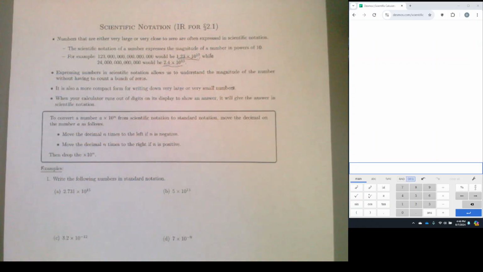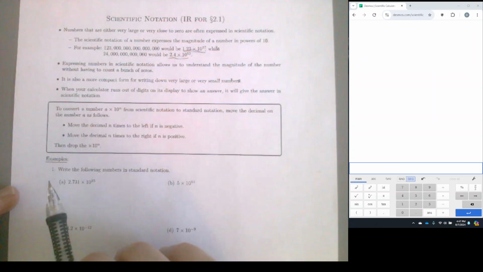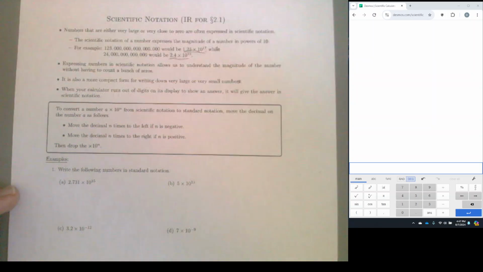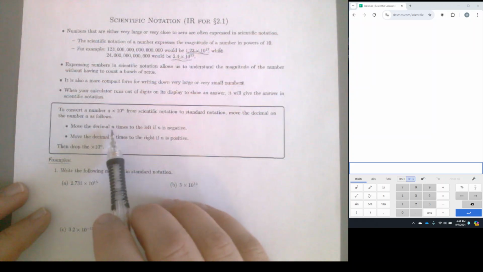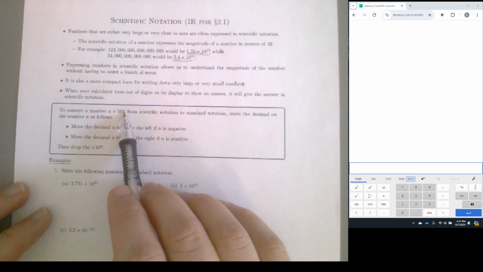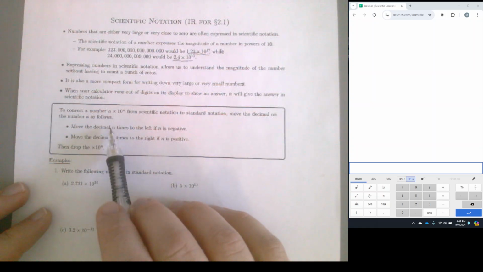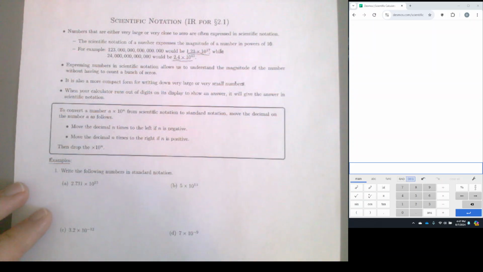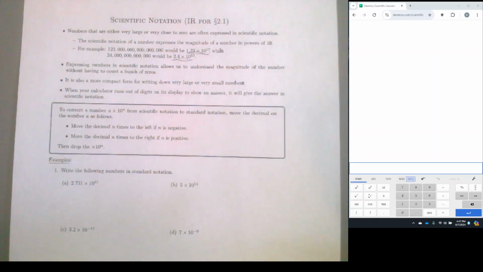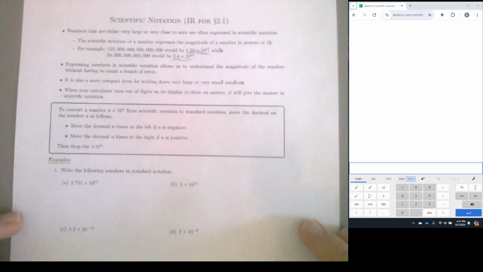That said, sometimes it's helpful for us to take a number that's written in scientific notation and put it back into standard notation. And so here's how to do that. If you're given a number, a times 10 to the nth power, and you want to change it back to standard notation, then we'll move the decimal on a n times to the right if n is positive, and we'll move it n times to the left if n is negative. And then we'll just drop the times 10 to the n. So let me just give you a couple examples of that.